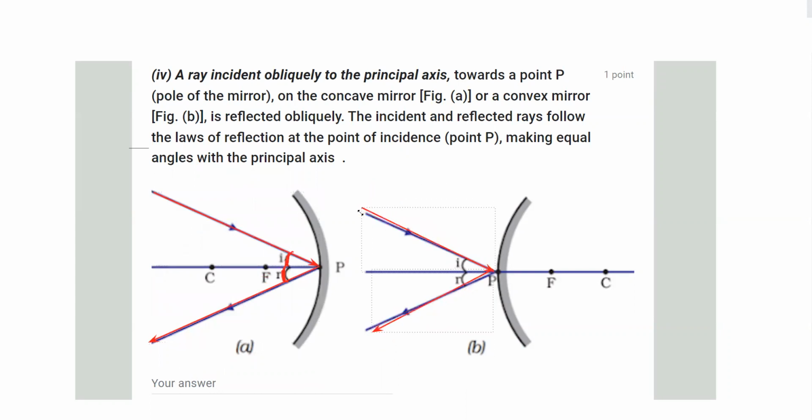So these are the 4 rules that you have to keep in mind while making a ray diagram. And as I said, for obtaining the image, any 2 out of these 4 are needed. So according to the convenience of drawing, you can use any of these 2 to make the ray diagram.